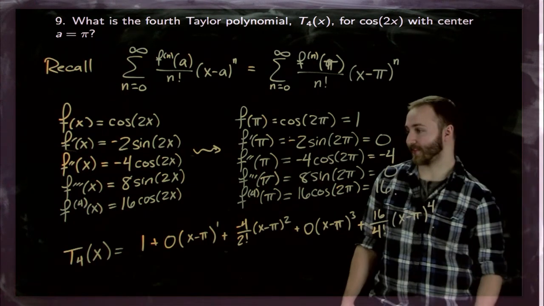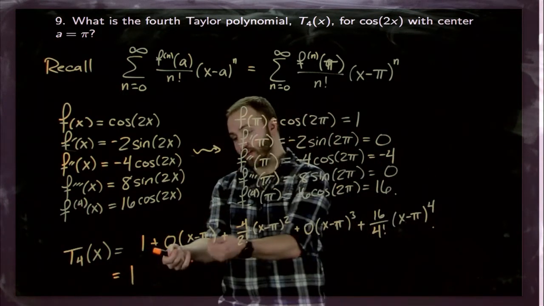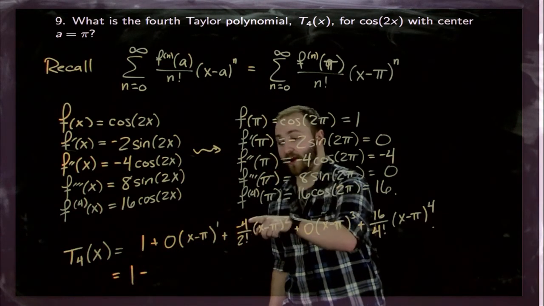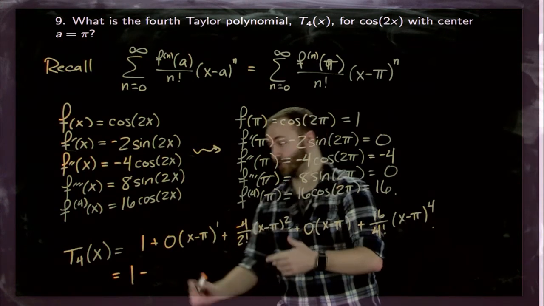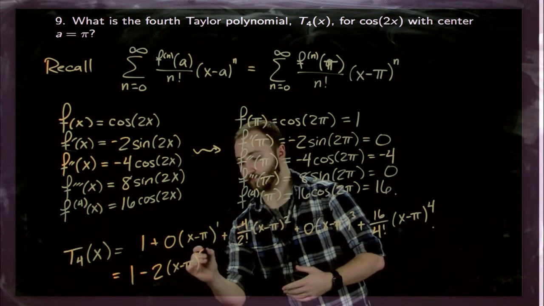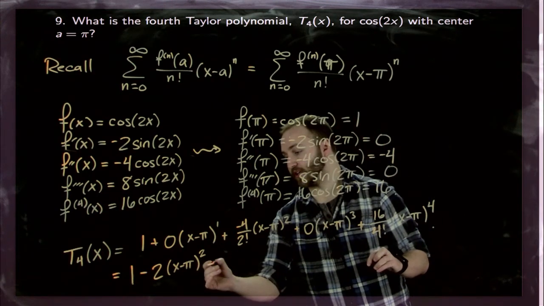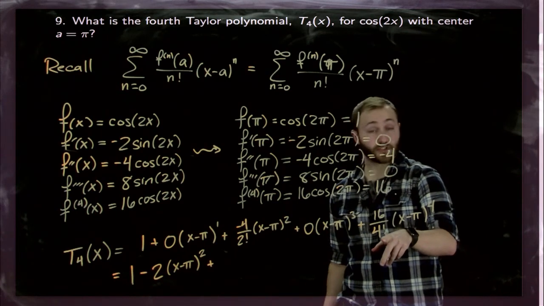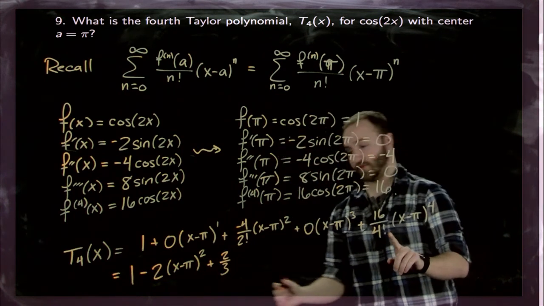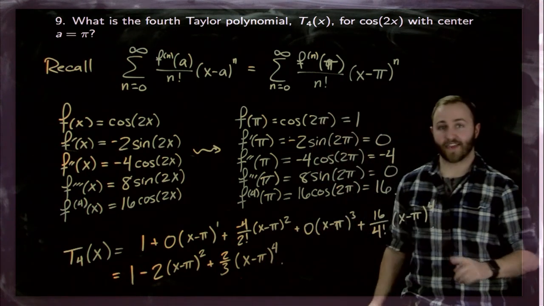And then we could simplify this just a little bit more to get 1, first term just stays around. This term goes away because we multiply by 0. The next term will be minus 4 divided by 2 factorial. 2 factorial is 2, so we get minus 2 times x minus pi squared. This term also goes away because we multiply by 0. And the final term is going to be, let's see, 4 factorial is 24. So we get 16 over 24, which simplifies to 2/3 times x minus pi to the 4th. And that'll be our 4th Taylor polynomial.